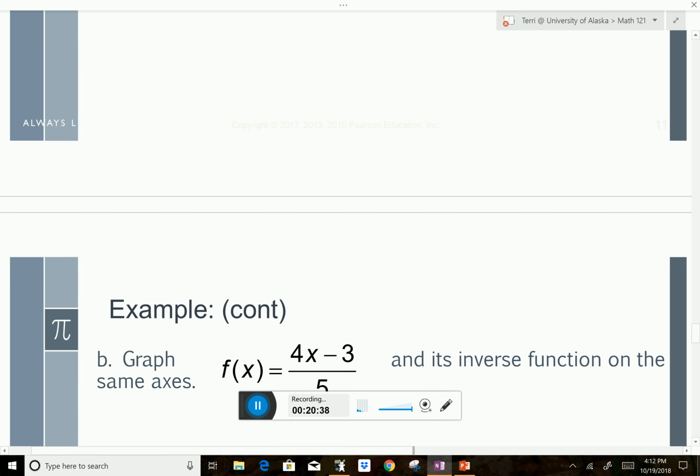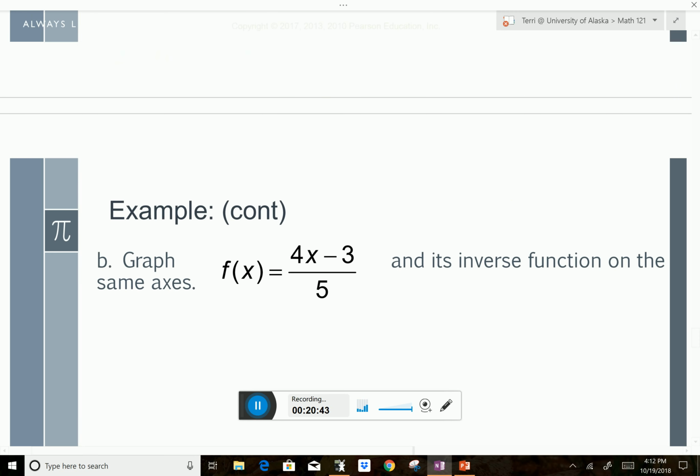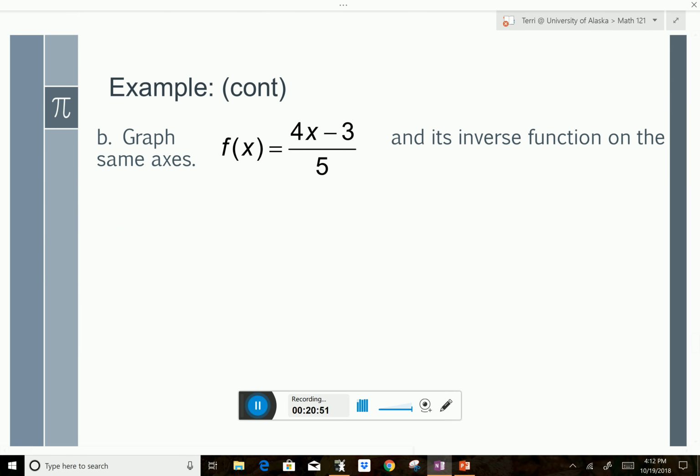Next one. Let's graph these two on the same axes. Remember, we got to write this as f inverse is (5x plus 3) over 4. That's my inverse. So let's look at those.